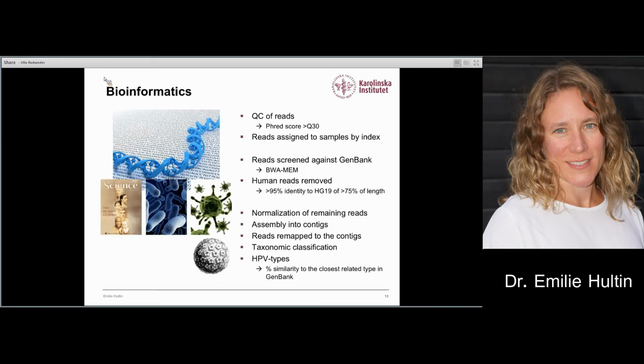So contigs are assembled, and then the reads are remapped to the contigs. And the reads can then be classified whether they belong to different bacterial genomes or viral genomes. And in this study, we were mostly interested in the human papillomavirus reads. So all the HPV reads were also classified based on similarity to the closest related HPV type in GenBank.